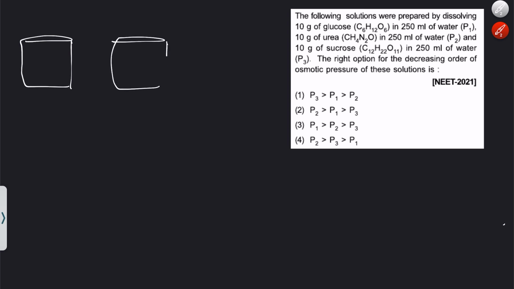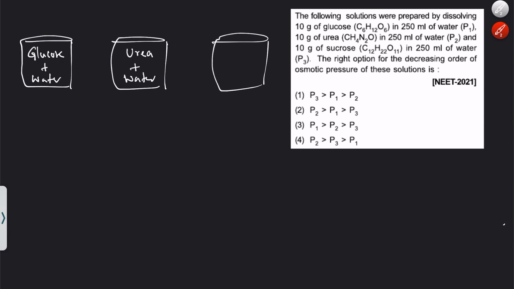In the first beaker, we are taking glucose along with water, in the second beaker urea along with water, and in the third beaker sucrose along with water. That means we have three different solutions in which the solvent is the same, which is water. Only the solute is different: in the first it is glucose, in the second urea, and in the third sucrose. Now they're asking us to compare the osmotic pressure.